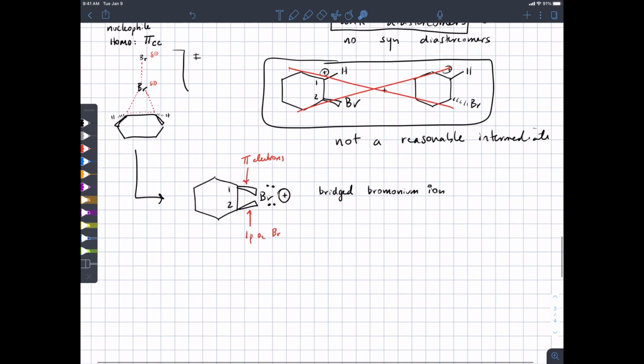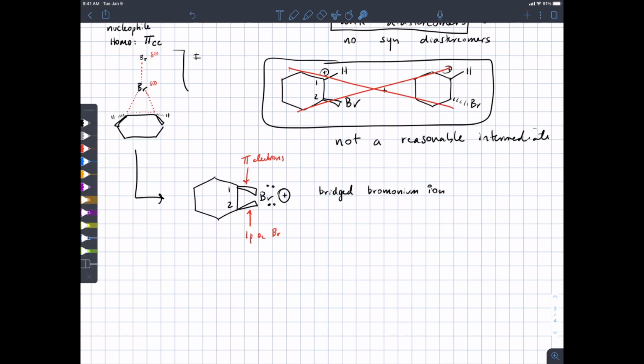So this bromonium ion looks and acts a lot like an epoxide, only it's not quite as strained because the carbon-bromine bonds are pretty long, because bromine is large. Okay, questions so far? Yeah?